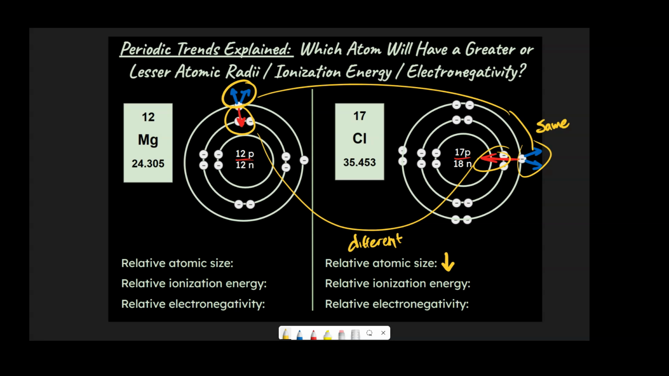You could also have a question that uses the term atomic radii instead of atomic size. All right, so that means the relative size of magnesium is actually bigger than chlorine, right? Like magnesium is bigger than chlorine is what we're saying.